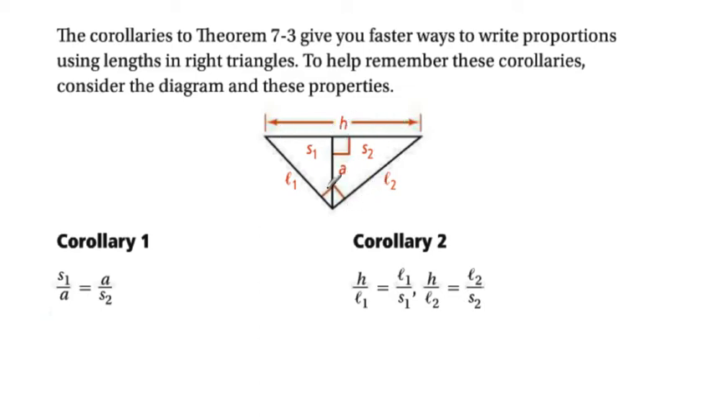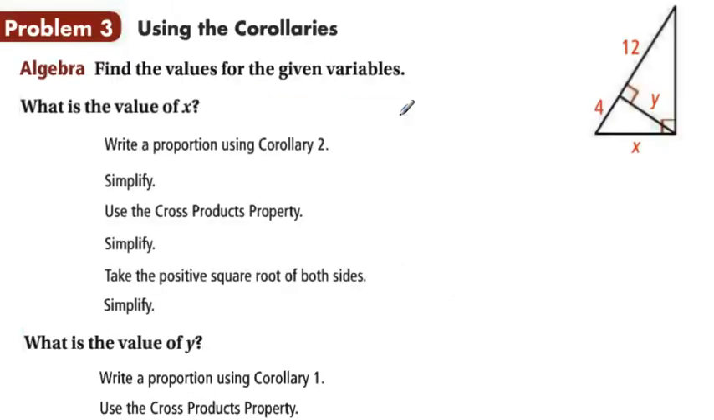That one's pretty easy. Now corollary 2 says the whole hypotenuse is to one of the legs as the leg is to the partial hypotenuse. Okay, that's adjacent. And the second part, the hypotenuse is to the second part of the leg as the second part of the leg is to S2. I think that's written a little bit more easily for us to understand.